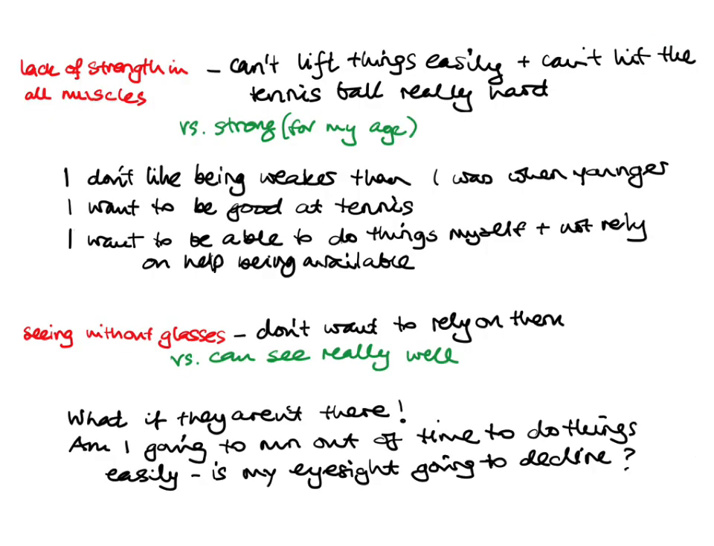Lack of strength in all muscles means I can't lift things easily and can't hit the tennis ball really hard, rather than strong for my age. I don't like being weaker than I was when younger. I want to be good at tennis. I want to be able to do things myself and not rely on help being available.